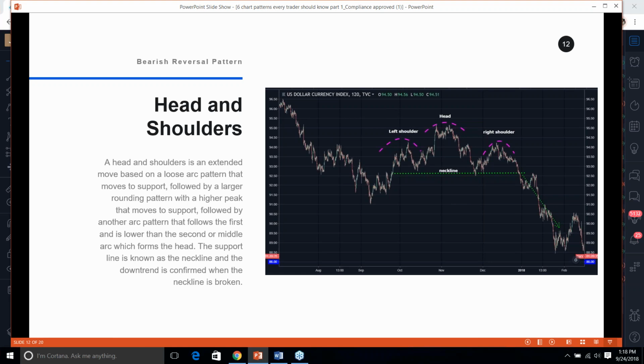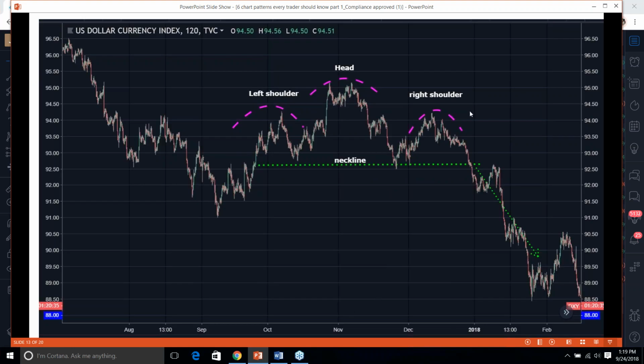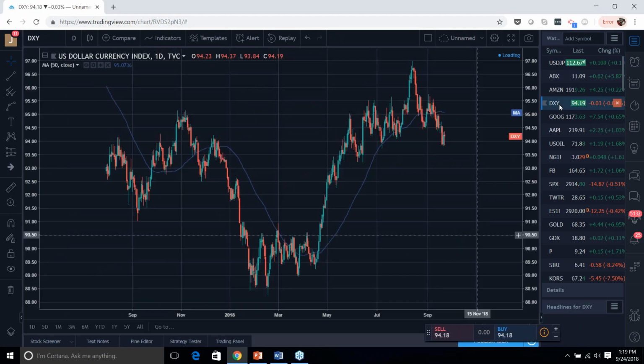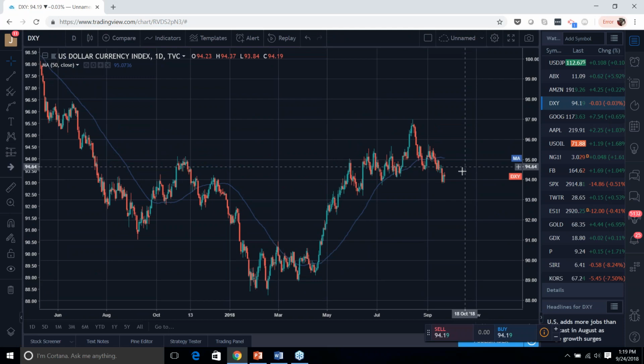I'm looking at a little longer time horizon now. We can look, if we have time, at short 15-minute tick charts. But this is a pretty good head and shoulders setup we see on the DXY dollar currency index. So here we are with the DXY.